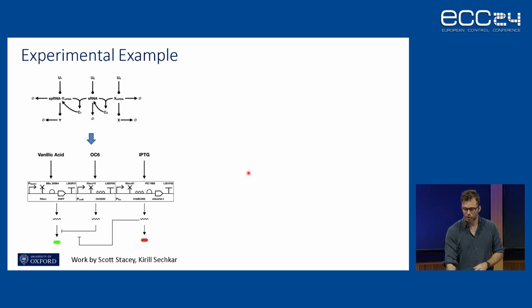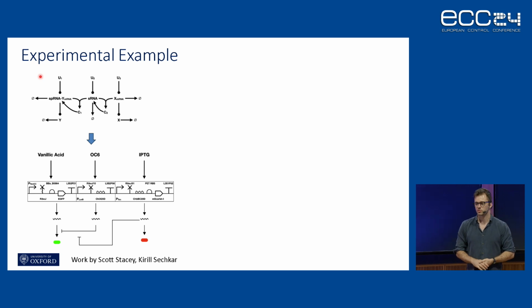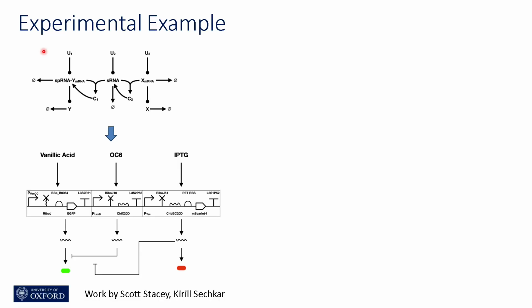So let's look at an example of one of these weird, unexpected behaviors from a circuit we've built in our lab. Hopefully by now we've seen quite a few of these diagrams today. This is an example of one of these biomolecular control networks where we can see at the top I have 3 inputs, my U1, U2, and U3. And down the bottom I have 2 outputs, I have Y and I have X here.